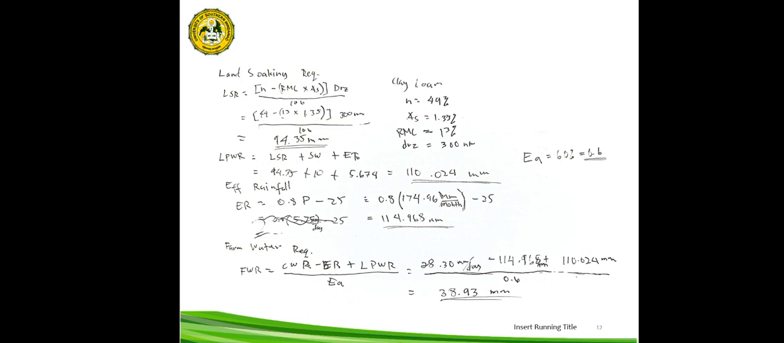For farm water requirements, the formula to be used is CWR minus ER plus LPWR over EA: 28.30 mm per day minus 114.96 mm plus 110.024 mm over 0.6, and our farm water requirement is 38.93 mm.